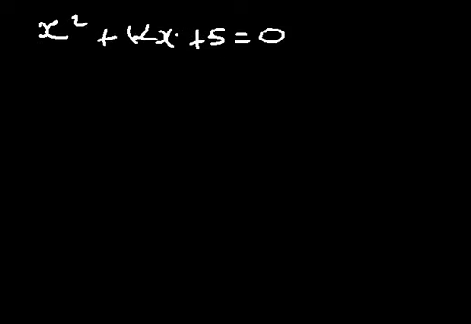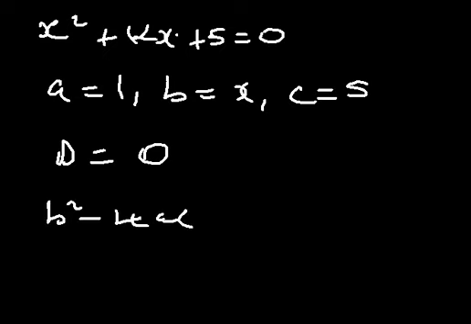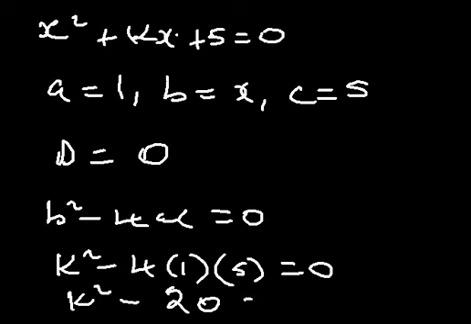So what is the a? We have it as 1. What is the b? We have it as k. And what is the c? We have it as 5. So the discriminant is given as 0, which is the same as b squared minus 4ac equal to 0, or k to the power 2 minus 4 times 1 times 5, which is equal to 0. In that case we have k squared minus 20 equal to 0.